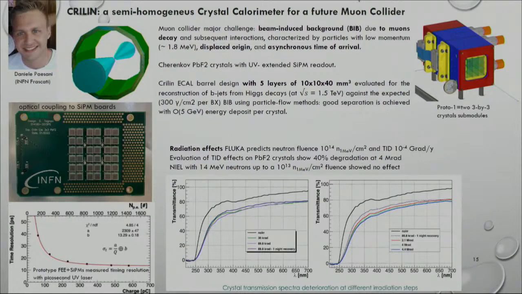Semi-homogeneous crystal calorimeter for a future muon collider. So here again, the big challenge at the muon collider is the radiation from the beam-induced background. So they're looking at lead fluoride crystals, in particular 10 by 10 by 40 millimeters. Their prototypes have been built, like two modules back-to-back like this.